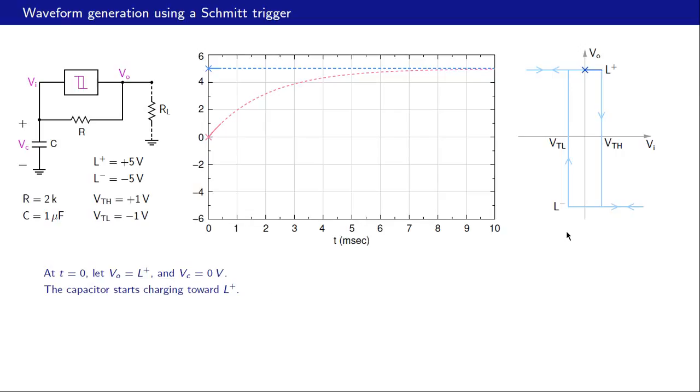Let us look at what is happening with respect to this VO-VI relationship. We started off here at t equal to 0. So our VC or VI was 0. Our VO was plus 5. And now this capacitor has started charging. That means VI has started increasing. VI and VC are the same. So therefore, we are moving like that. And what happens when VI crosses VTH? The output flips.